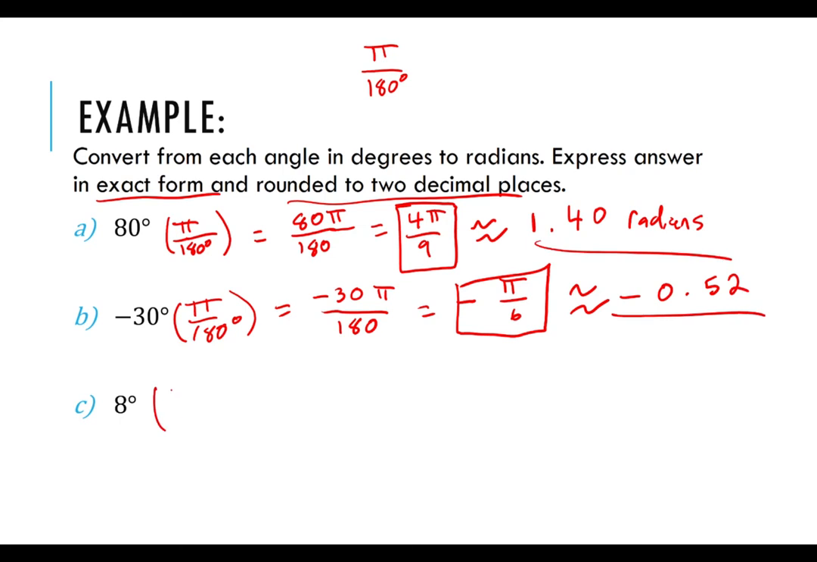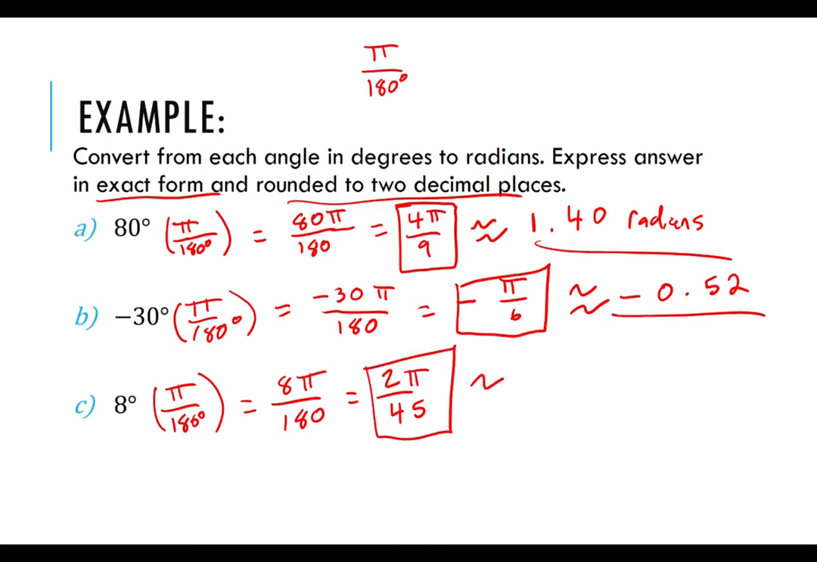8 degrees, same process, multiply by pi over 180 degrees. The units degrees cancel, then this is going to be 8 pi divided by 180. Reduce as much as possible. That's going to be 2 pi 45ths. That's our exact solution. And then since we want an approximation, that's going to be 0.14.